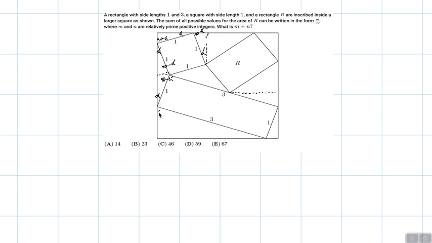Again, this will be 90 minus alpha, because this is a right angle, so this has to be alpha. And continuing here, that's 90 minus alpha, alpha, and so with this, all of these triangles are similar because they have the same angle measures.